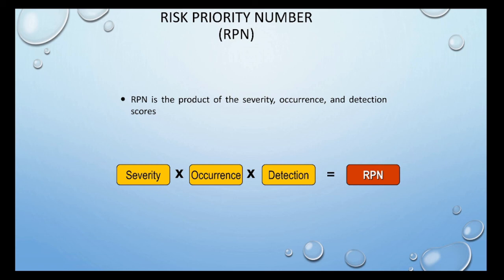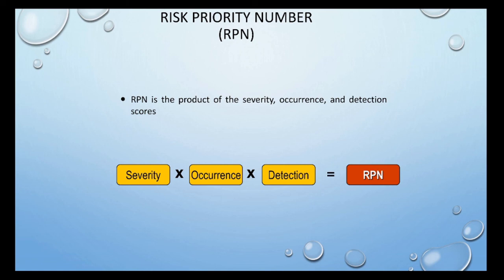RPN is the product of the severity, occurrence and detection scores. As I said, if your RPN is 10 into 10 into 10, that is, severity is 10, occurrence is 10, detection is 10, then totally 1000 is your RPN. This makes you give more attention to solve that particular issue, and only then think of moving to the next. So this is the way to calculate the risk priority number.